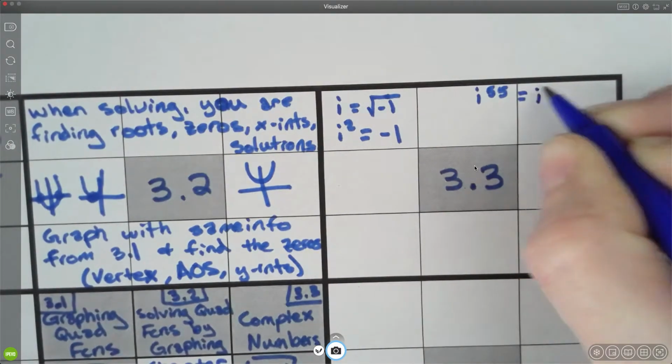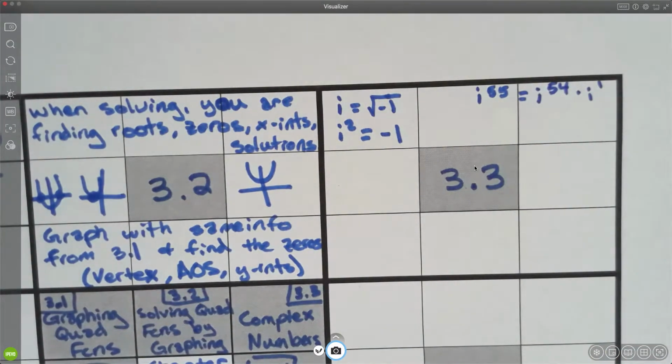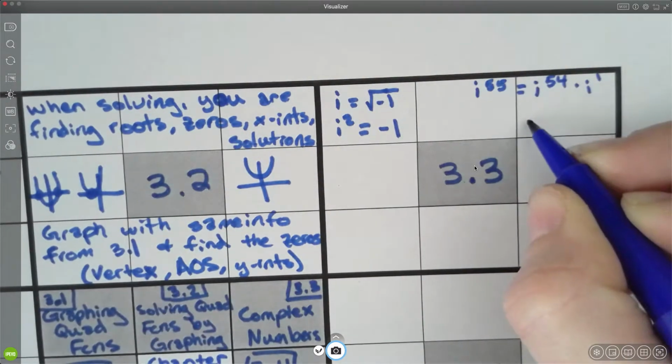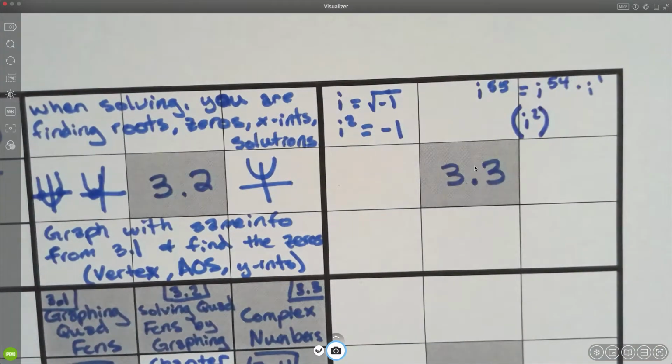I to the 54th times I to the 1st power. That's what he's going to look like. Why 54 and 1? Because 54 is divisible by 2, and we know what I squared is. It's -1. So 54 is like I squared to what power? What do I have to take I squared to get 54? 54 divided by 2.